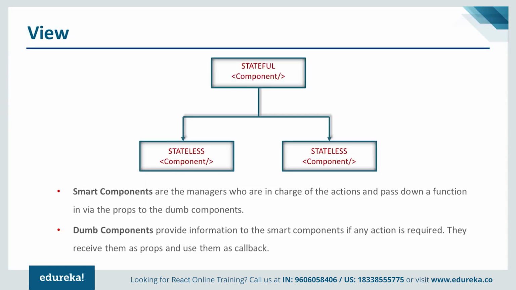Now when I talk about view, there are stateful and stateless components. And again, if I categorize these components, there are smart components and dumb components. So what are smart components? Smart components are the managers who are in charge of the action and pass down a function which are called the props. And these pass these props to the dumb components. Dumb components provide information continuously to the smart components if any action is required. They receive them as props and then use them as callbacks.